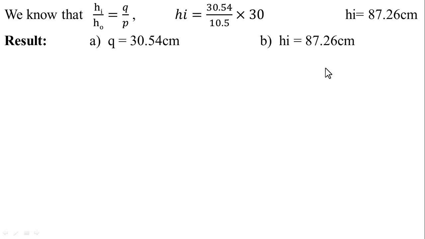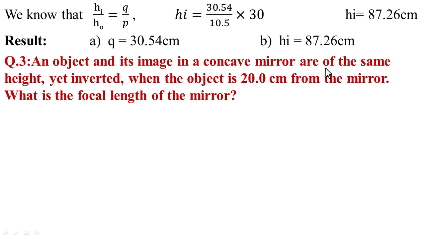Now in question number 3, an object and its image in a concave mirror are the same height. Here what is the given statement? Image of object and object in a concave mirror are the same height, so Hi is equal to H naught, yet inverted, when the object is 20 centimeter from the mirror. What is the focal length of mirror? We can find the focal length of mirror.